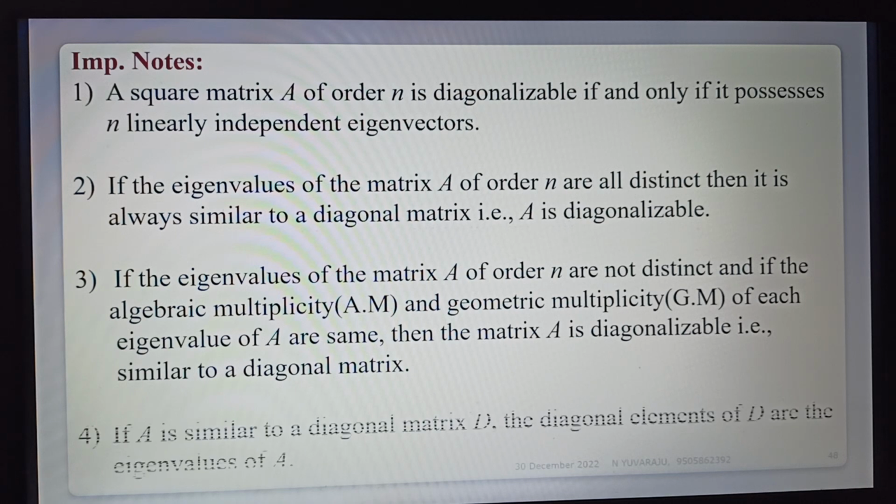If A is similar to a diagonal matrix D, the diagonal elements of D are the eigenvalues of A. Already I told you, A is converted to diagonal matrix D, and D and A have the same eigenvalues. This is an important note.